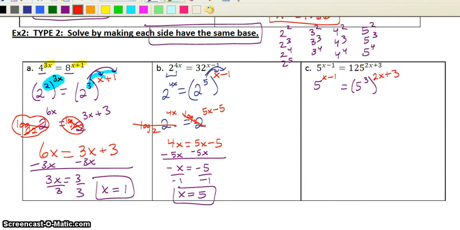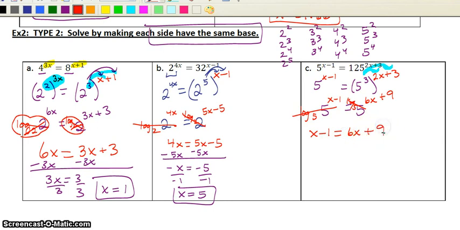I am going to now distribute this exponent, or multiply them together, I mean, which means I will distribute the 3. So I end up for this exponent, 3 times 2x is 6x, 3 times 3 is 9. So 5 to the 6x plus 9 power on the right. On the left, I've got 5 to the x minus 1. Last but not least, because it's a base 5, really what I'm doing is taking log base 5 of both sides. And I end up with x minus 1 equals 6x plus 9.